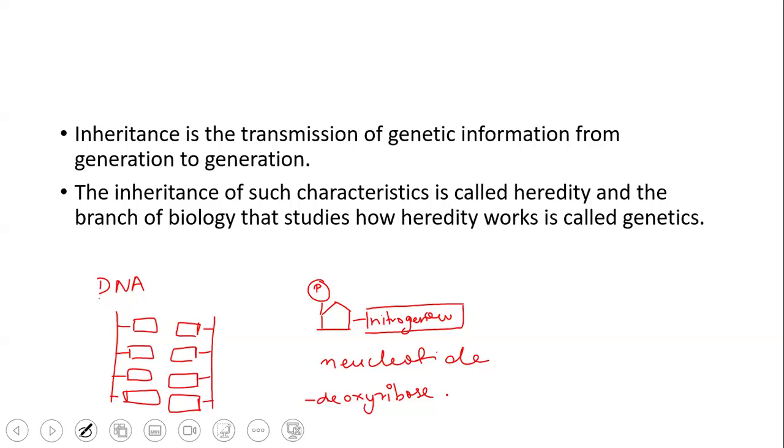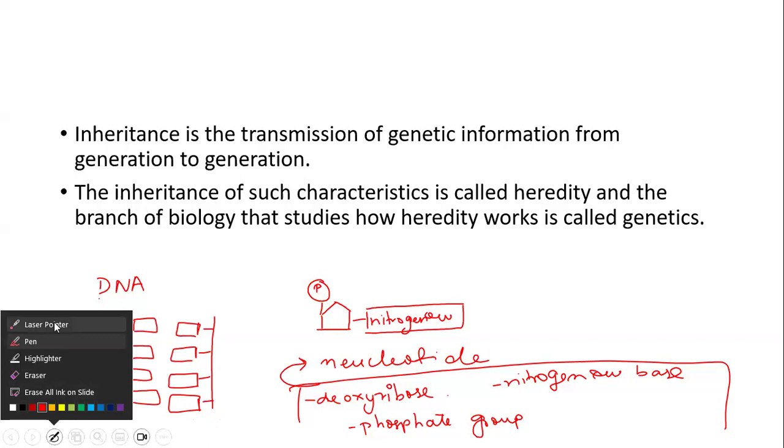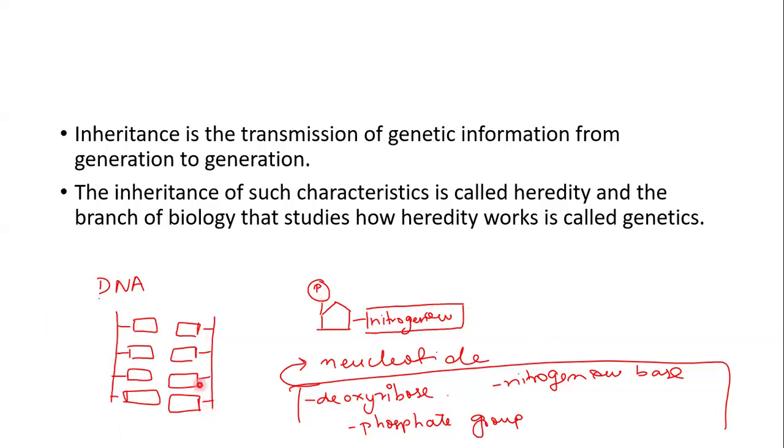Along with that, you are going to have a phosphate group. And along with that, the third component you're going to have is a nitrogenous base. Now, this is the monomer, okay? All three of these together lead to the formation of a monomer, which is a nucleotide. Now, multiple nucleotides will come together and bond with each other to give you your structure of DNA.